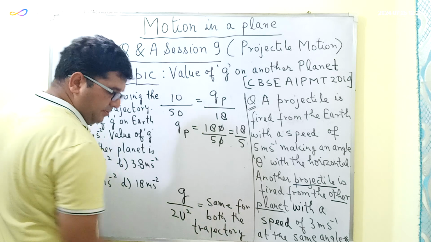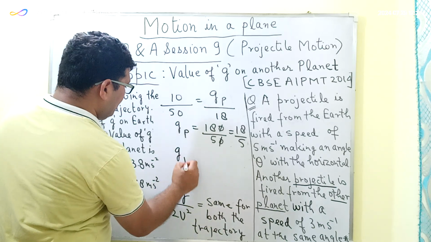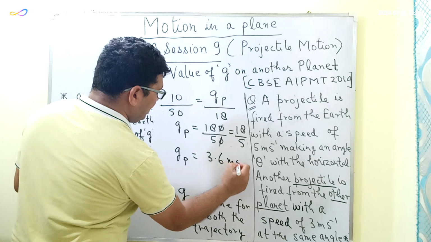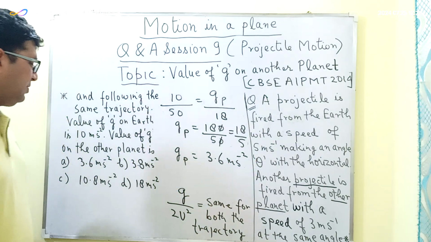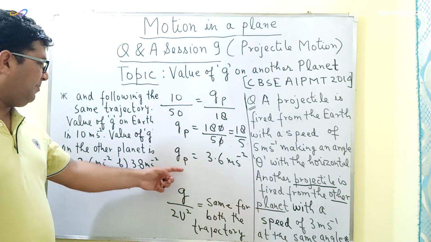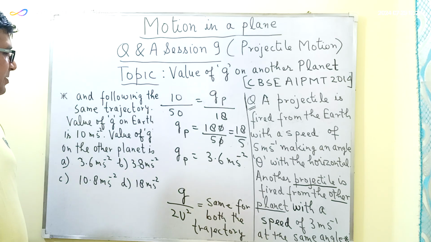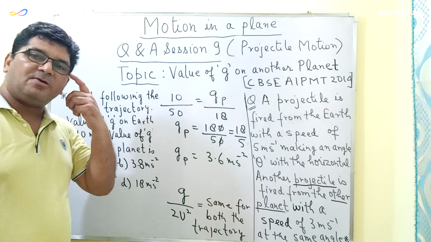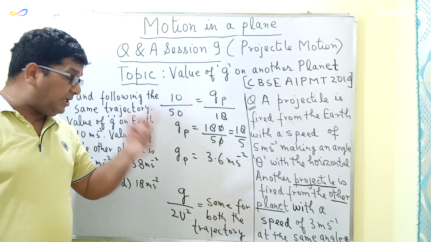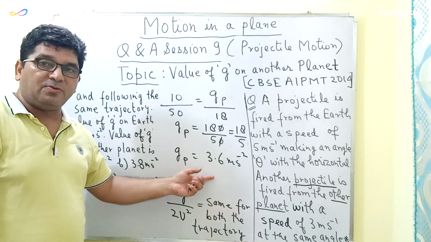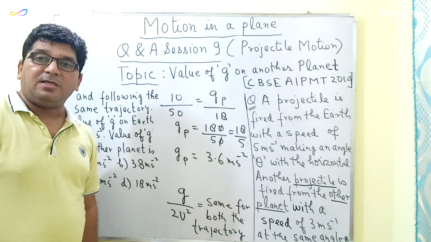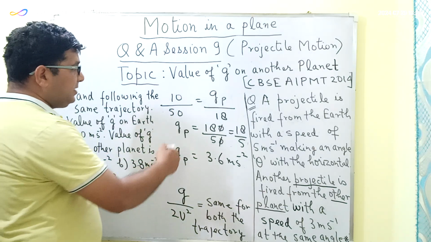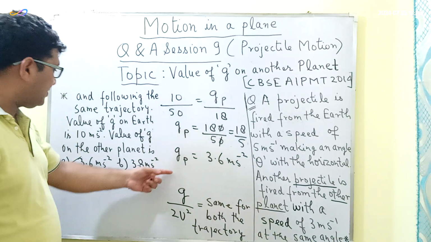Or we can say that gp will be equal to 3.6 meter per second square. So the acceleration due to gravity on the other planet will be equal to 3.6 meter per second square, and the correct option is A. The only formula which you have to use here is the equation which defines the trajectory of a projectile. By using that equation, we were able to find this value.